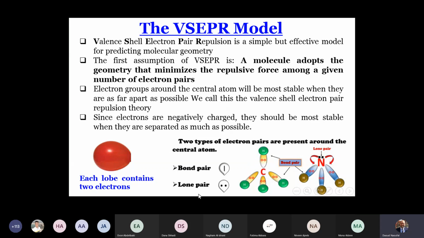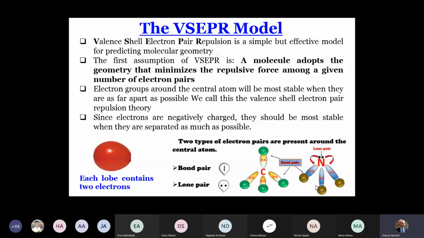Pay attention, we will consider that the 2 electrons bonding between carbon and hydrogen are found in a balloon. This balloon describes the probability of points to find these 2 bonding electrons. So the 2 electrons are found in a balloon or in a lobe, and the lobe contains 2 electrons.